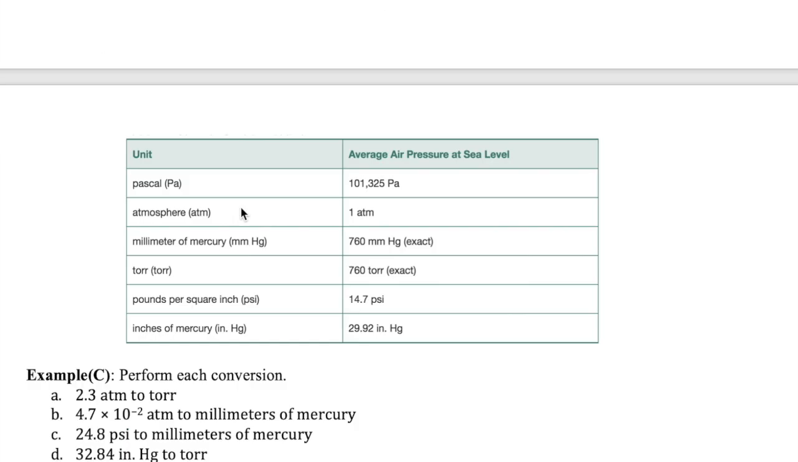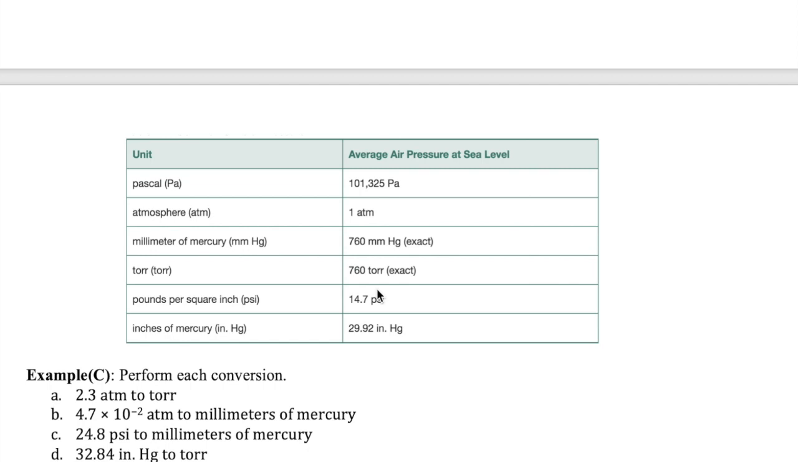The way you read this is that 101,325 Pascal is the same as 1 ATM and 760 millimeters of mercury, and so on. These are all values of air pressure at sea level.